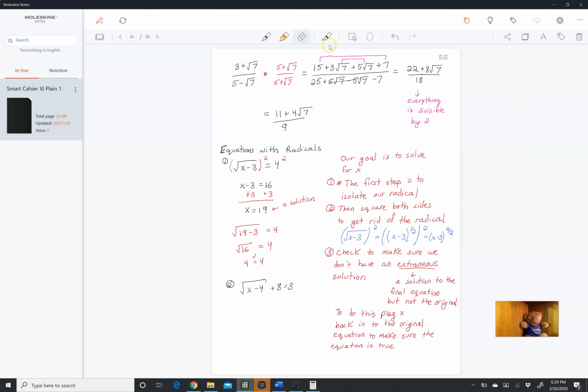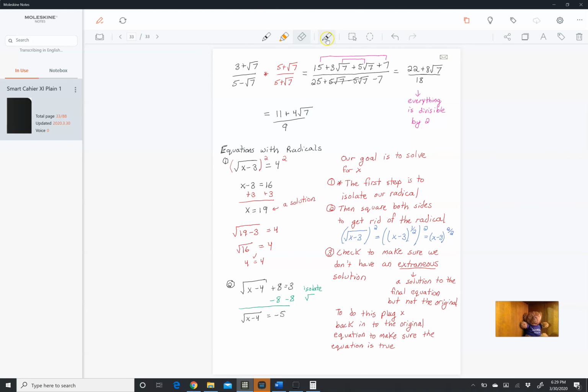Okay, so our first step is going to be to isolate. Let's put this in green, just so that, again, you see it's a different problem. So we're going to subtract 8 from both sides. We're isolating the radical first. Okay, that's always our first step. So this gives us square root of x minus 4 is equal to negative 5. And that's fine, okay? You can have a negative number.